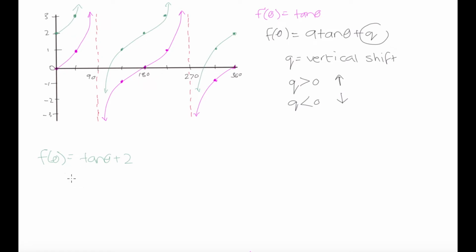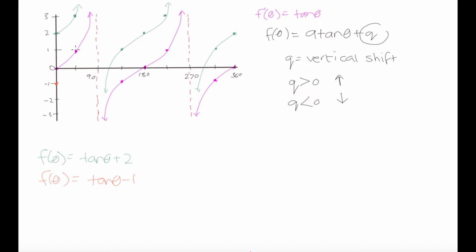Now let's do the same thing with a q less than 0. Let's say our function was f of theta is equal to tan theta minus 1. Now we have a q of -1, so we know we're going to have a downward shift. So what's going to happen at these key points? So we know over here at 0 degrees, our regular tan graph had a value of 0. And now, because our function is tan theta minus 1, we're going to have a value of 0 minus 1. So we're going to have a point right here.